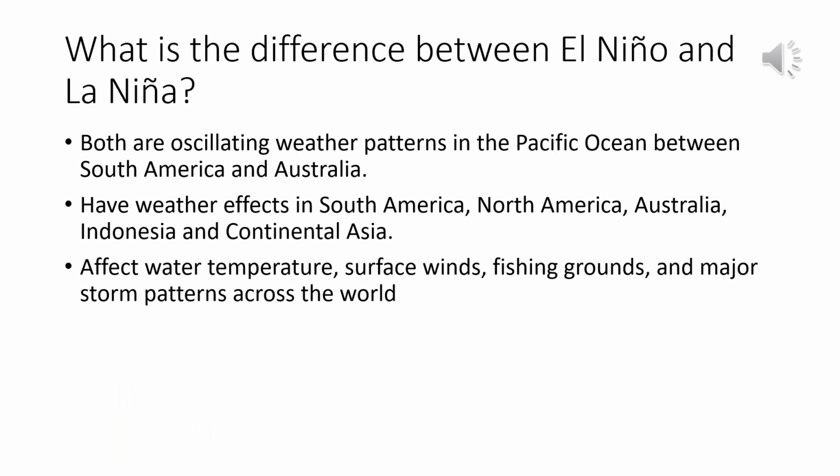One of the major weather patterns to be familiar with is El Niño, or El Niño Southern Oscillation, sometimes abbreviated as ENSO. El Niño and its partner La Niña both are oscillating weather patterns in the Pacific Ocean. They occur between South America and Australia. However, they have weather effects in South America, North America, Australia, Indonesia, and continental Asia. They both affect water temperature, surface winds, fishing grounds, and major storm patterns across the globe.